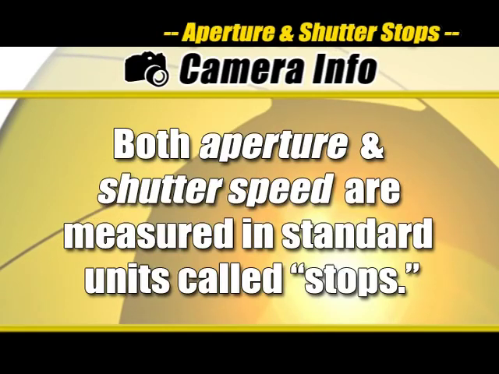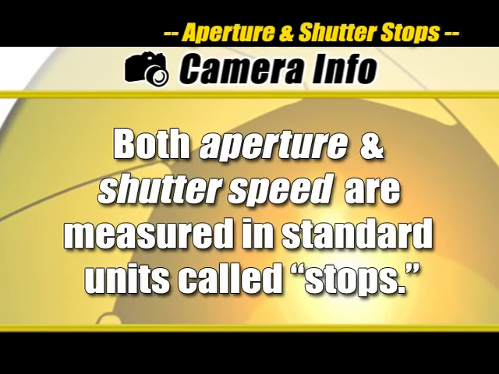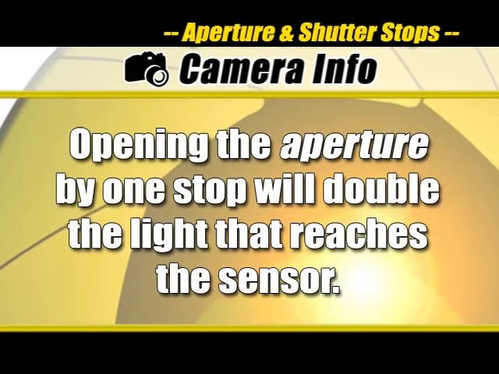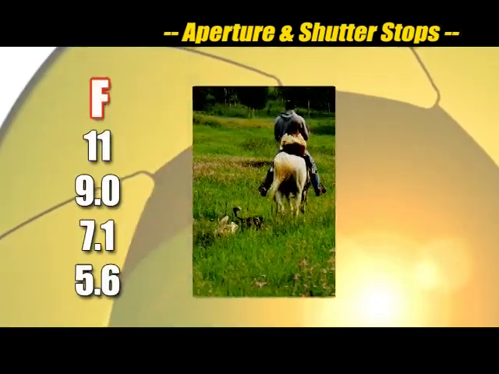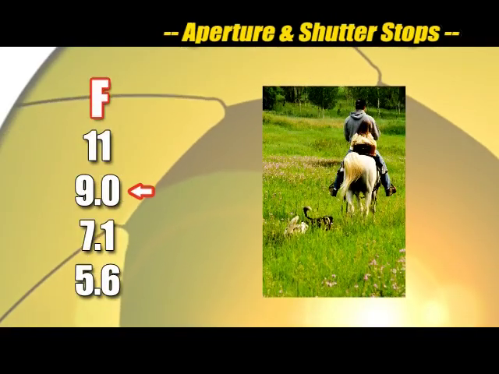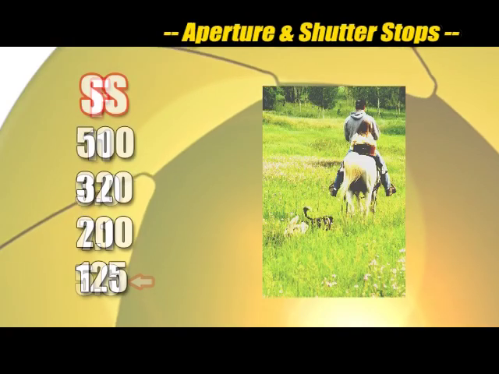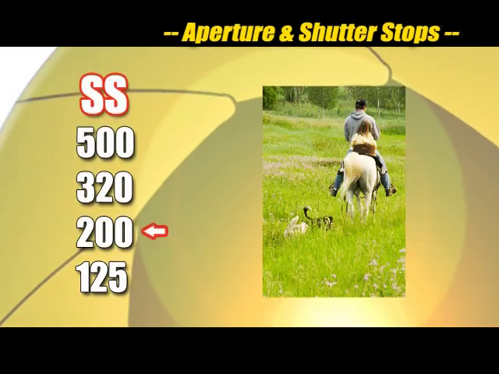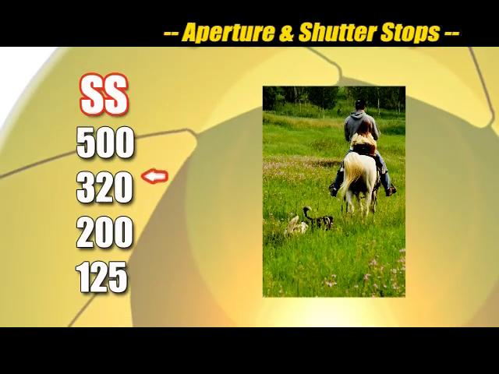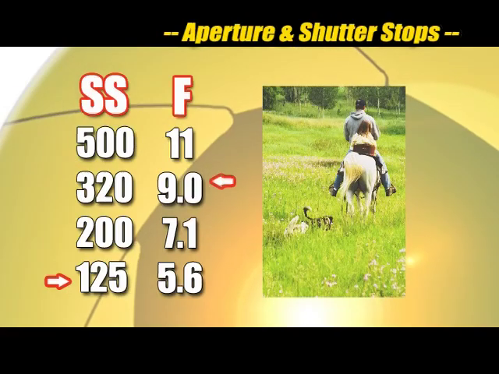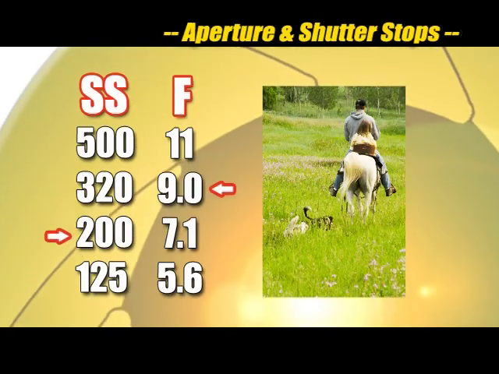Let's look briefly at one more photographic concept: aperture and shutter stop. Both shutter speeds and apertures have a standard series of settings called stops. Opening the aperture by one stop will double the light that reaches the sensor. Similarly, speeding the shutter by one stop will half the light that reaches the sensor. Therefore, by opening the aperture one stop and speeding the shutter by one stop, the exposure is kept constant.